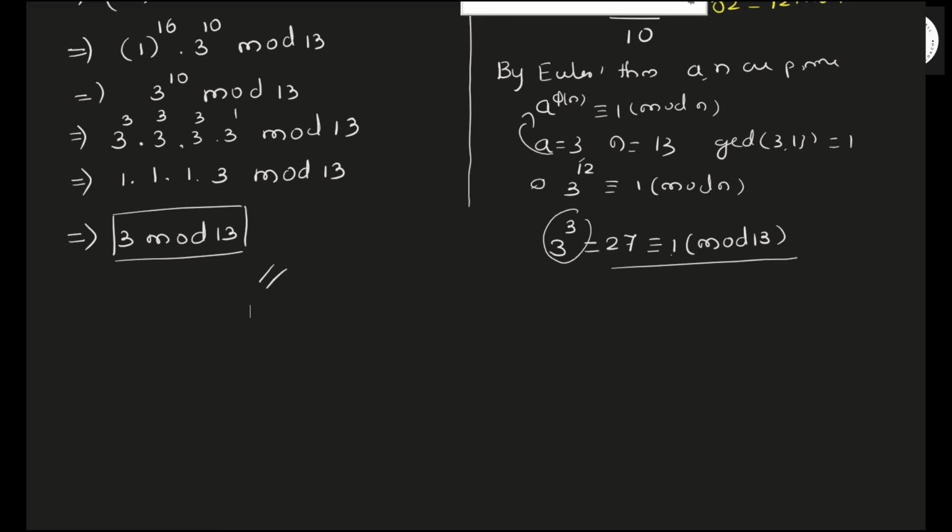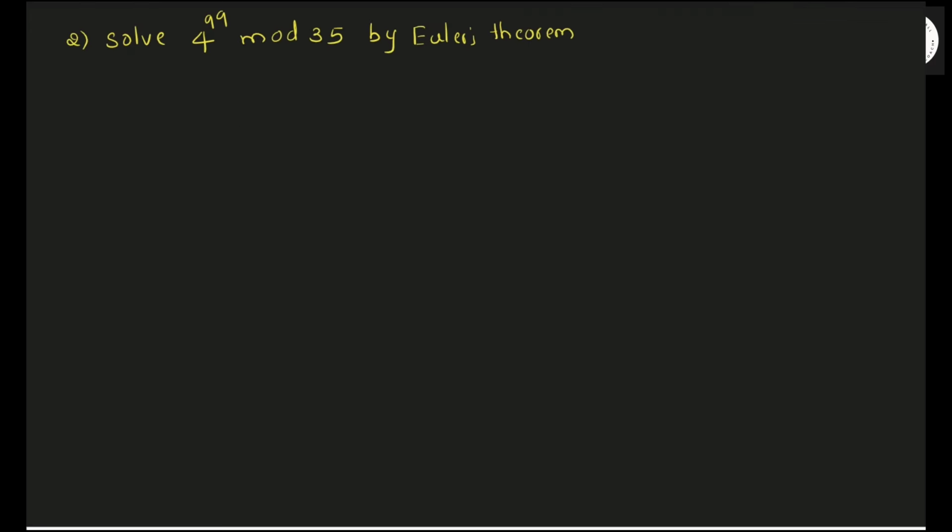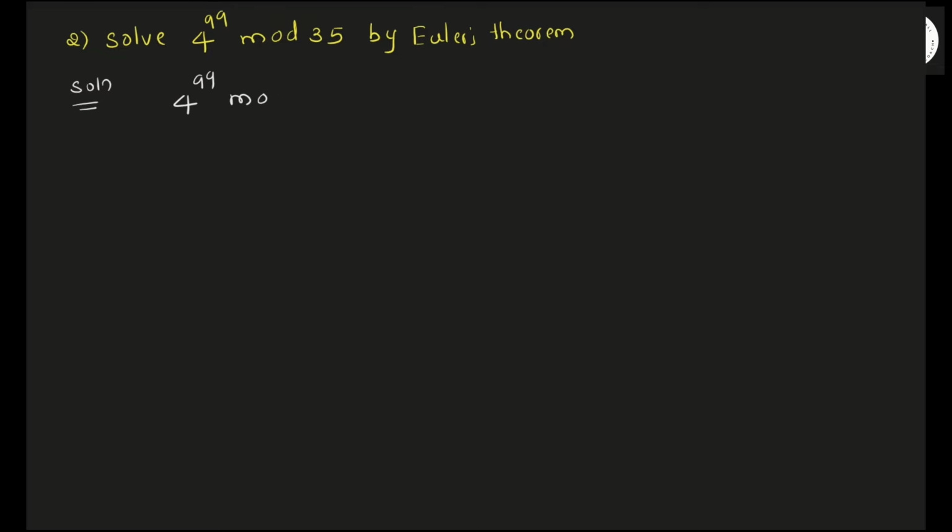We'll check one more example now. Solve 4 raised to 99 mod 35 by Euler's theorem. Now we'll solve this using another property. 35 is a somewhat higher number, so we'll try to split it up in terms of two prime numbers. I want to find phi of 35. 35 can be written as 7 into 5, where 7 and 5 are two prime numbers. Then you can write it as phi of 7 into phi of 5, since both are prime numbers and 35 is a product of two co-primes.